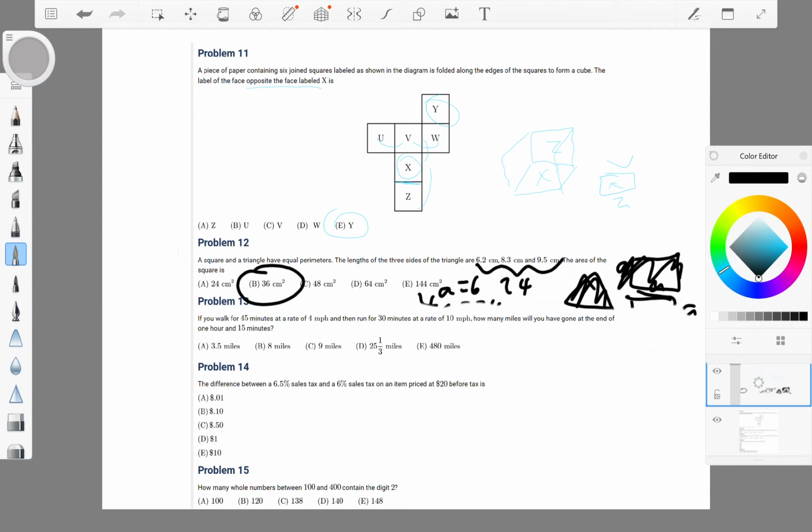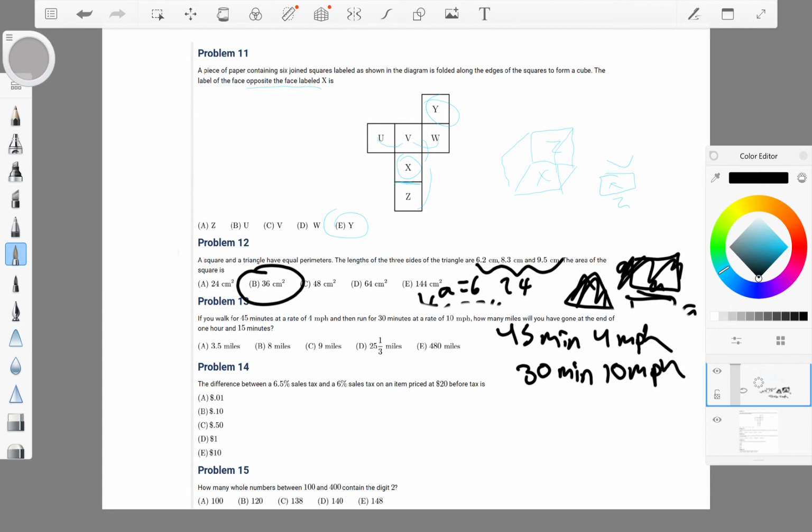Okay, so let's take this problem step by step. So we have 45 minutes at 4 miles an hour. Miles per hour, right? And then we have 30 minutes at 10 miles per hour.